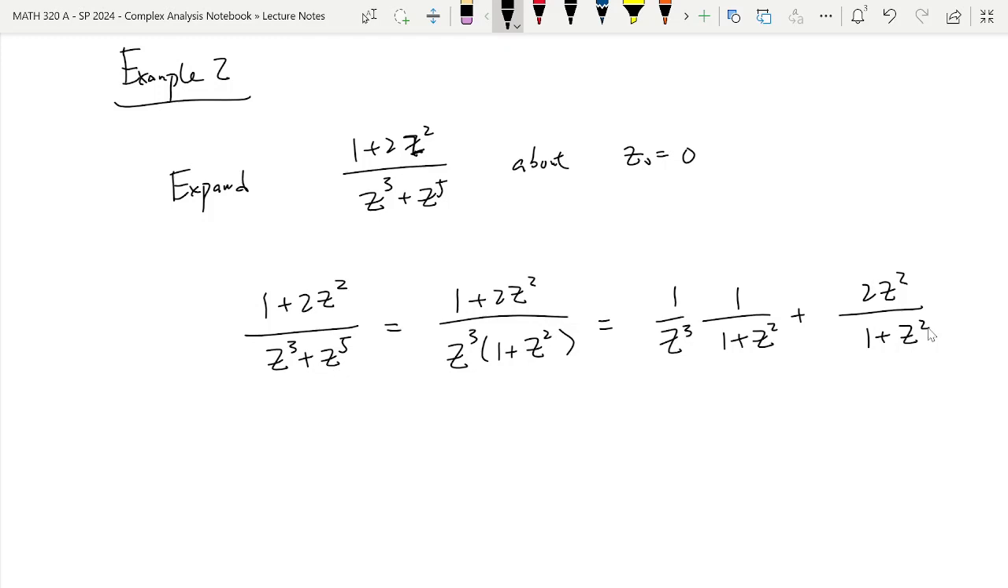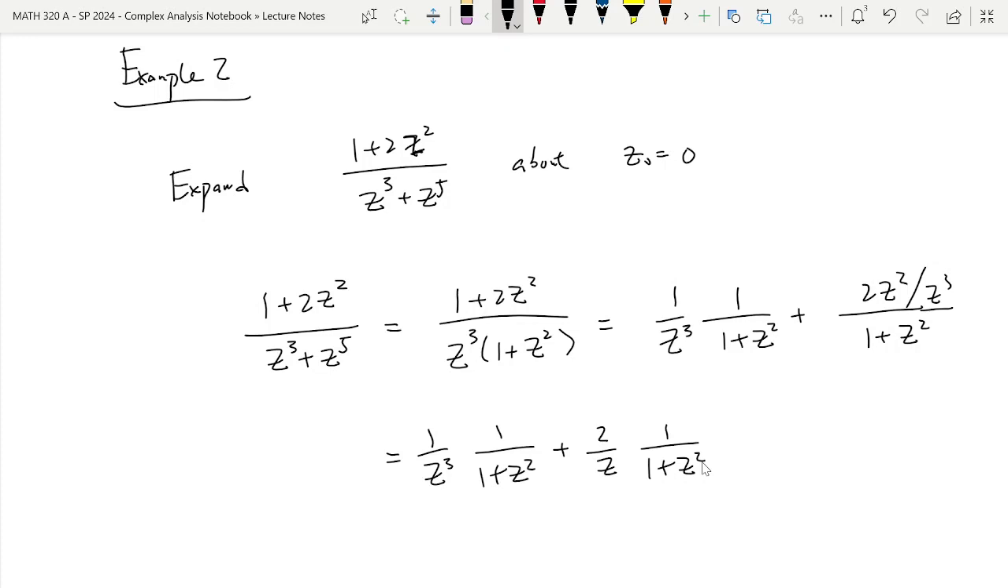What happened to the z cube on the second one? Yeah, it should be here. Thank you. Okay, let me write that again for the sake of clarity. Okay, now there's no mess. Now we want to reuse 1 over 1 plus z squared.